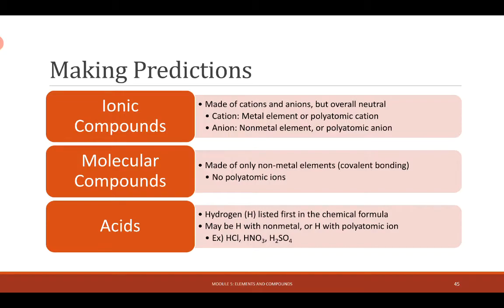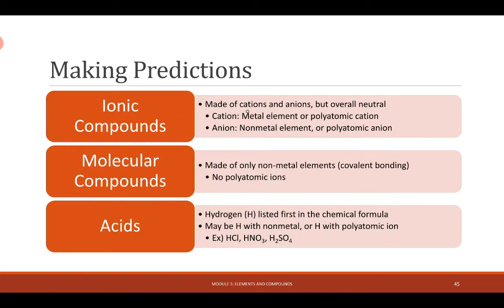So we know that molecular compounds and ionic compounds have very different properties, but how can we make predictions about whether two elements will form an ionic compound or two elements will form a molecular compound, or what the heck is an acid anyway?